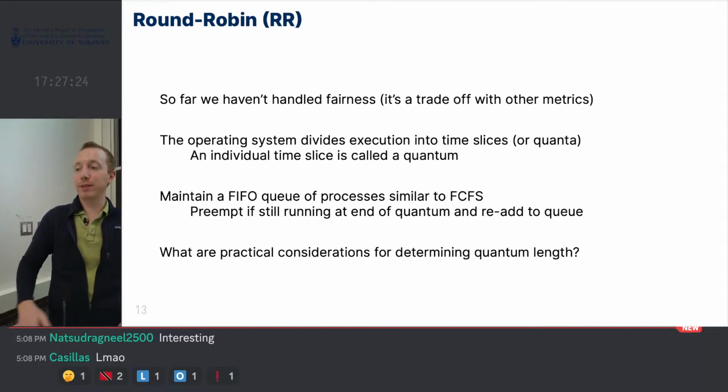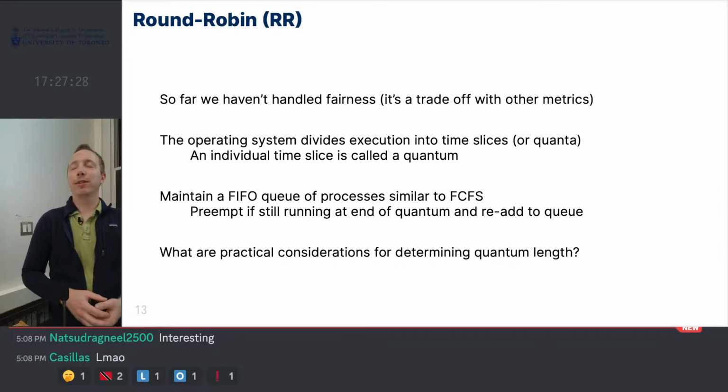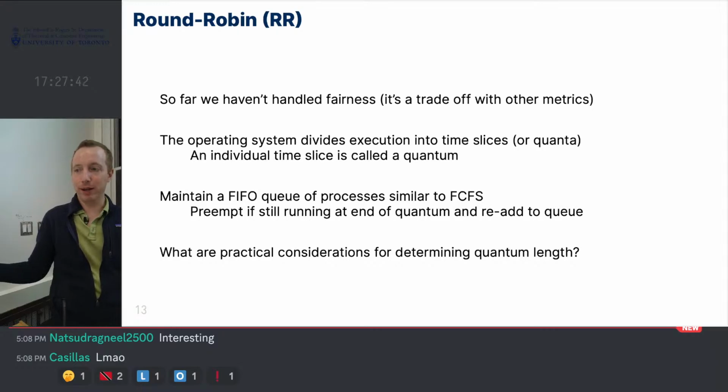So the operating system divides execution into time slices. For some reason, they're computer scientists, so they want to use fancy terms, so they'll call them quanta, and the time slice will be called a quantum. Why? I don't know. They want to be fancy and sound smart. Really, it's just a time slice, a set amount of time.